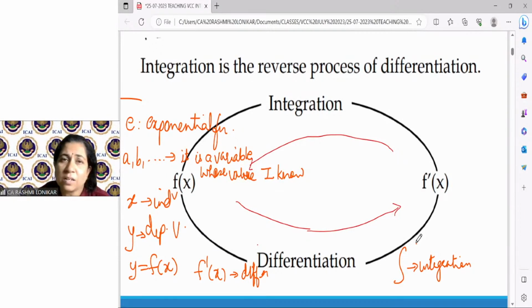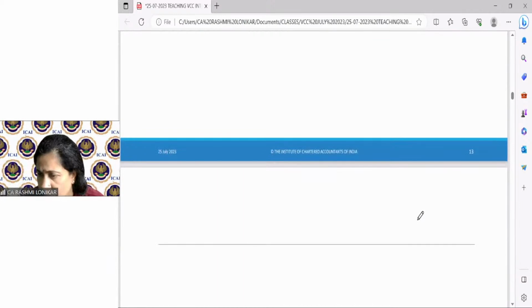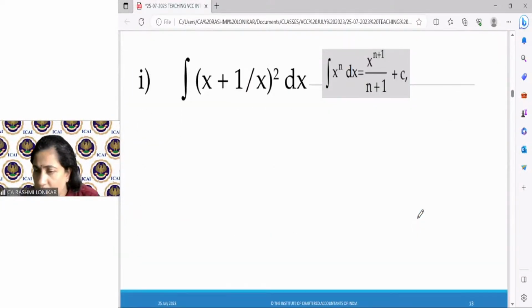Sandhya, we use integration when you want to find area under the curve. It has a lot of practical applications, where it is not possible for you to actually take a ruler or draw on a graph and measure. There are many scientific applications for this as well. So now let us go to the next one.